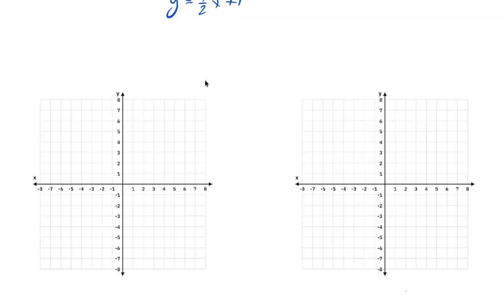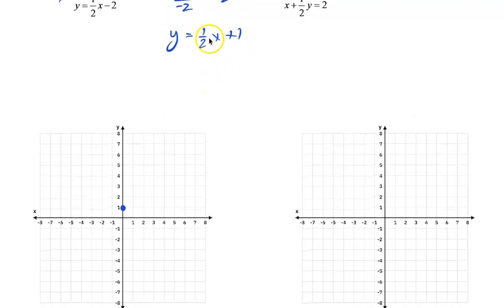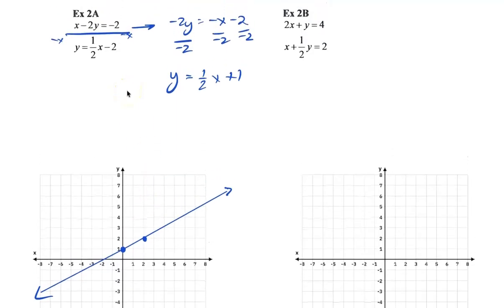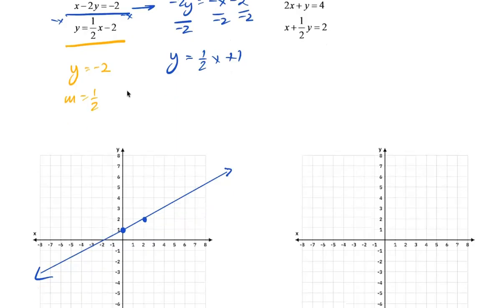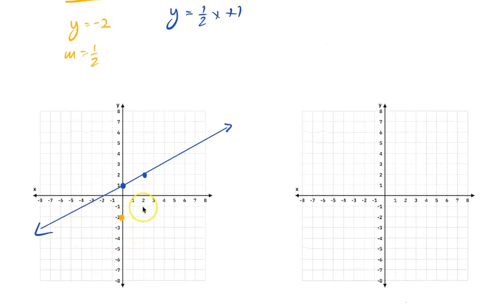So I'm going to start at 1. That's my y-intercept. My slope is 1/2, so we're going to go up 1, right 2. So up 1, right 2, right there. Like that. Okay, then we're going to graph this one. So my y-intercept here is negative 2, and my slope is 1/2. I'm going to go up 1, right 2.